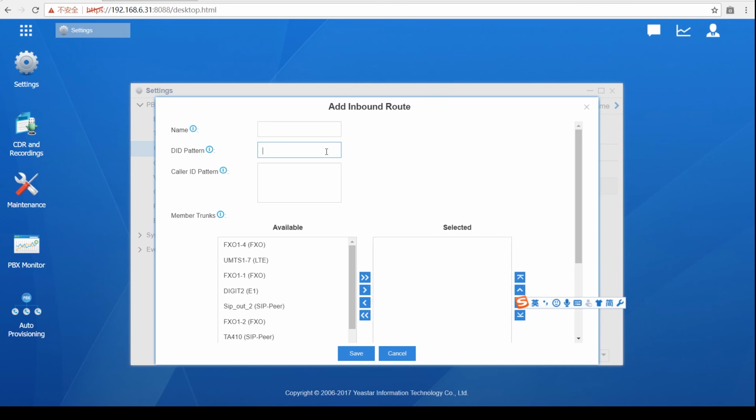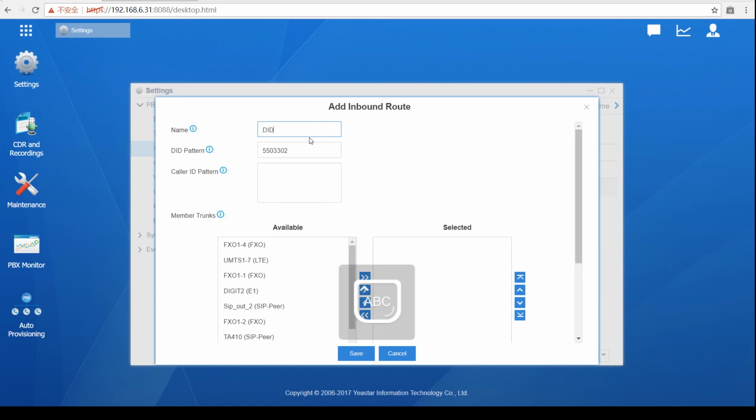Let's say now we have a bunch of DID numbers, and we want to use them for different purposes. Let's say our DID number is 5503302. This is one DID number that we acquire from the service provider, and what we want to do here is to attach it to one destination.